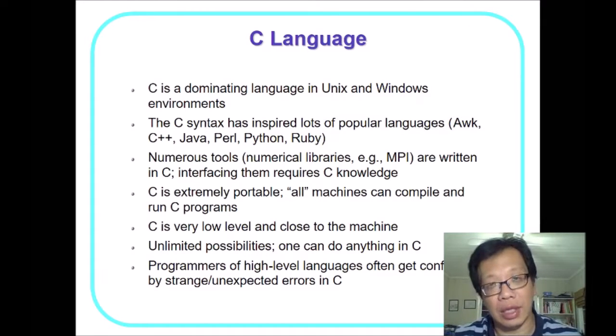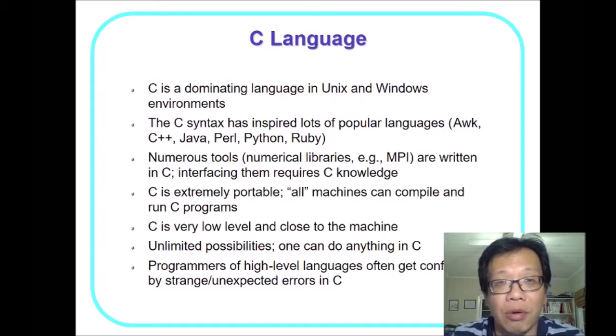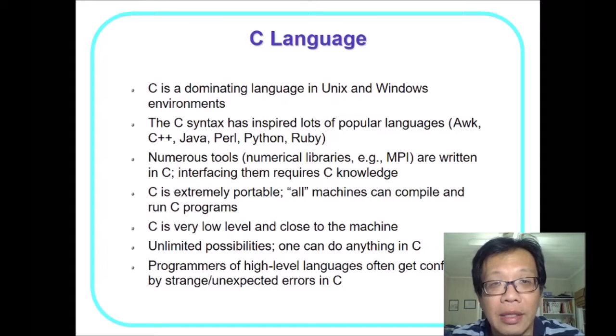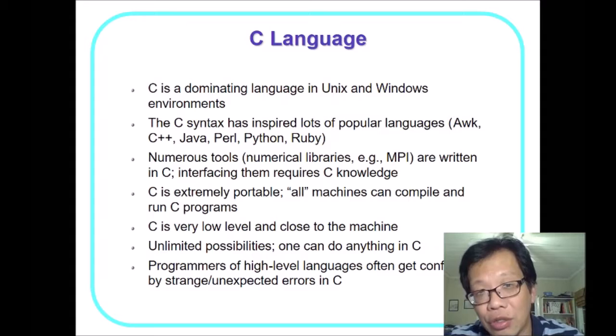Nowadays, we are using C language. C language has been a very dominant language since the 1980s, and it's been widely used in Unix or Windows environments, including Mac OS, because Mac OS is actually one kind of Unix. And C language is a very fundamental one because it's actually the origin of many different kinds of popular languages like C++, Java, Perl, Python, and Ruby.